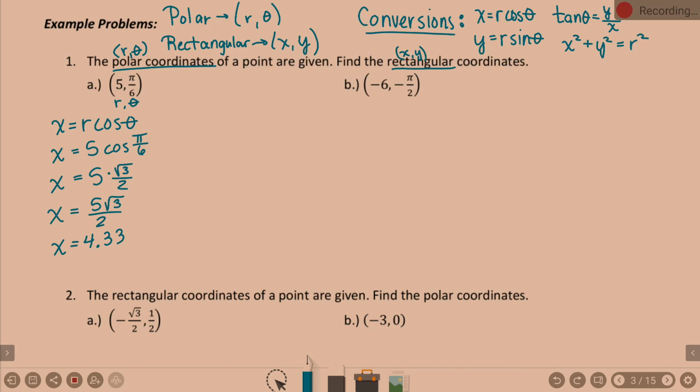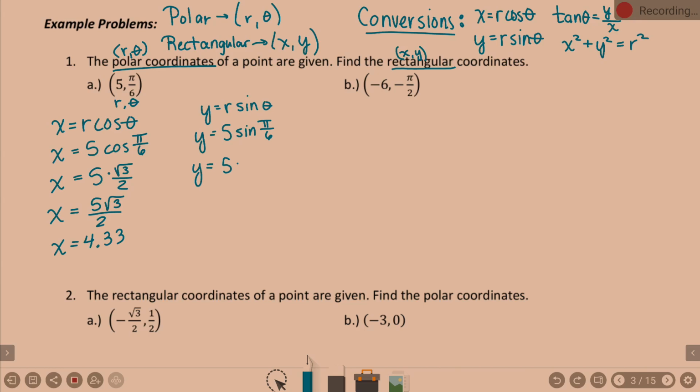How am I going to find my y coordinate? Same thing, but with sine. Yeah, we're going to do the same thing. We're going to do y equals r sine theta. So y equals r, which was 5, times sine of pi over 6. Now, this is where I encourage you guys, don't go straight to the calculator. Okay? So it's 5 times, what is sine of pi over 6?